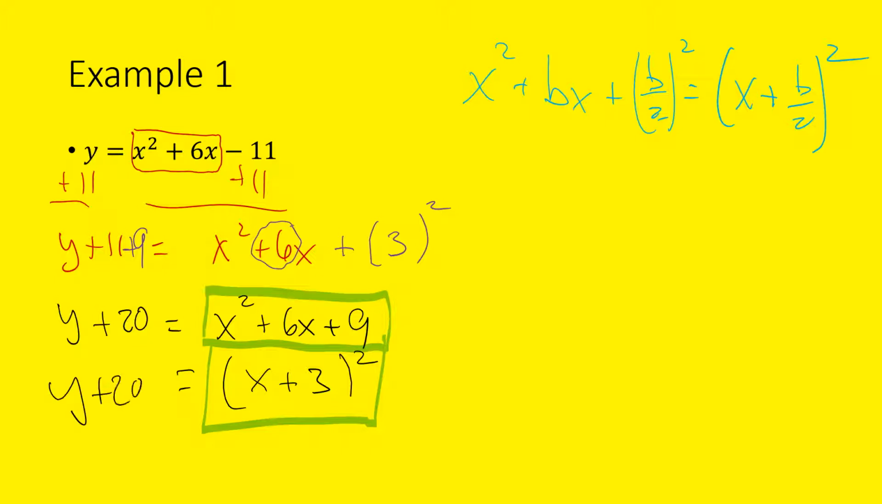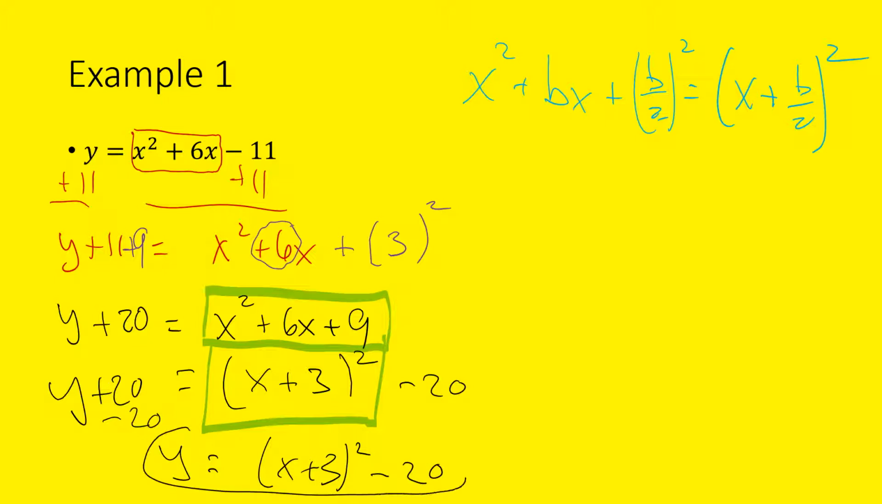And the left side still says y plus 20. So now all you got to do is subtract 20 from both sides of the equation. Take away 20 here, take away 20 there. And you get y is equal to the quantity x plus 3 squared minus 20. And there is your quadratic rewritten in vertex form.